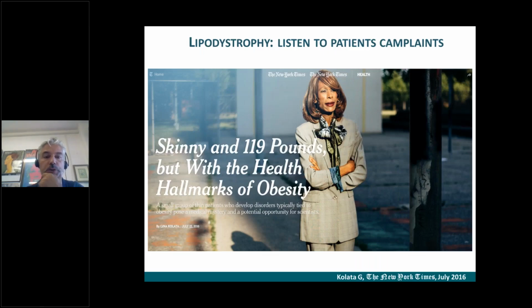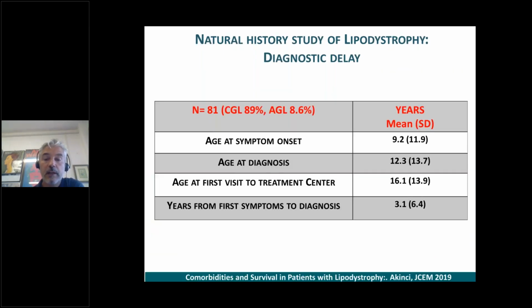Now, the history of our patients is very complex. Some of them reach a diagnosis, the correct diagnosis, after decades. They have been searching and wandering in physicians' ambulatories. This is well described by an article published in the New York Times not too long ago by Gina Kolata. It's a very interesting story, which is clearly reflected by many data accumulating in the medical literature.